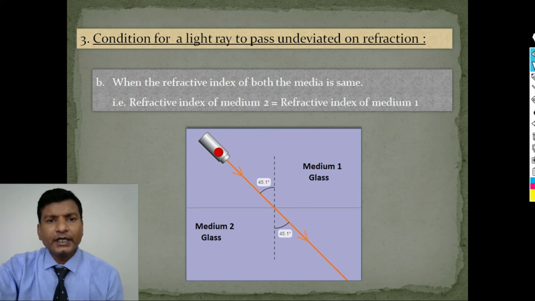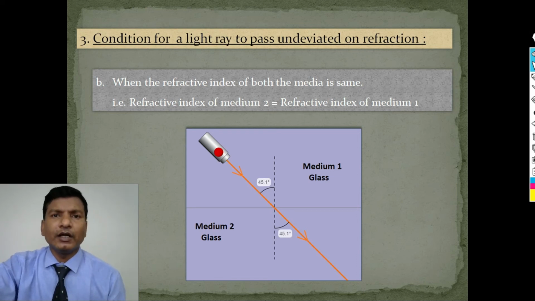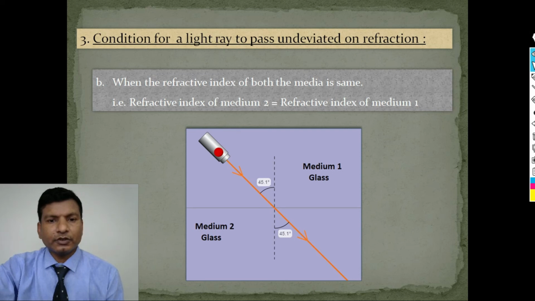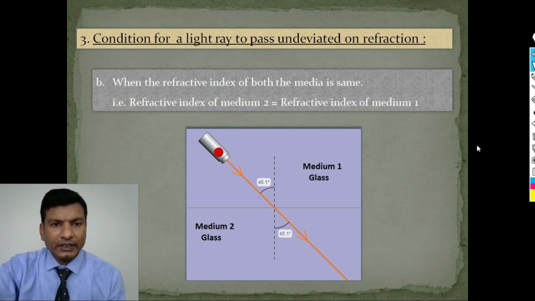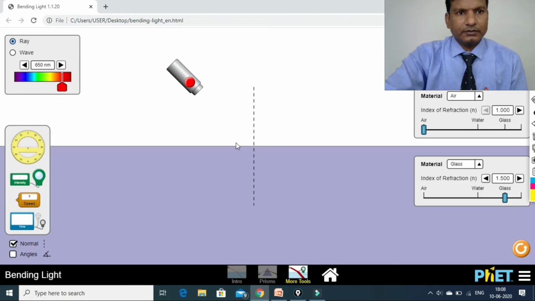So in this way, when the refractive indices of two media become equal, suppose the ray of light is coming from air to another medium where the refractive index is equal to that of air, then in that situation what happens? The ray of light will not bend, it passes undeviated. So here I can show you with the help of an experiment how the ray of light comes without bending.